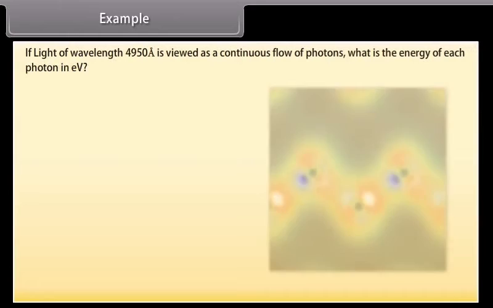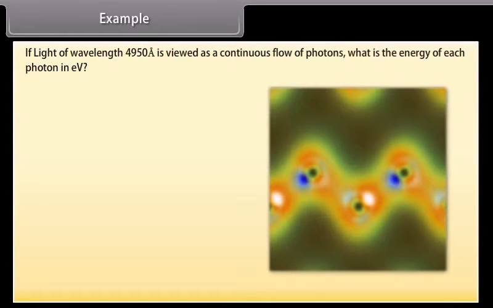Example. If light of wavelength 4950 angstrom is viewed as a continuous flow of photons, what is the energy of each photon in eV? Given Planck's constant h as 6.6 × 10^-34 joule second.